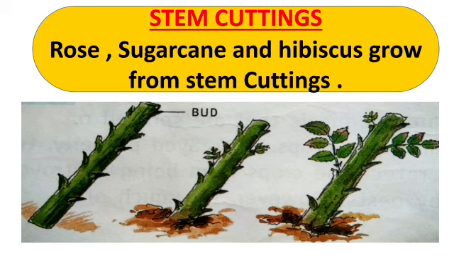When we cut a part of a stem from a parent plant and put that part of the stem in the soil and give the proper conditions, and what are they? They are water, sunlight and air. Then it will grow into a new plant.